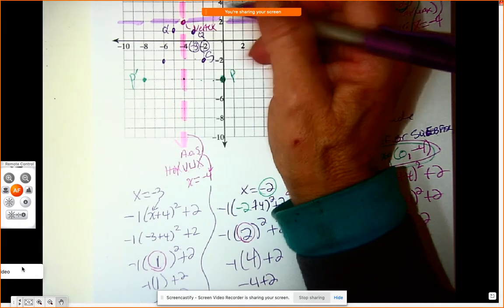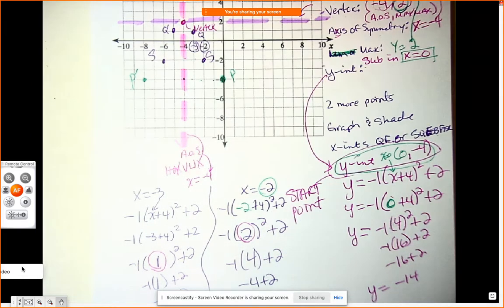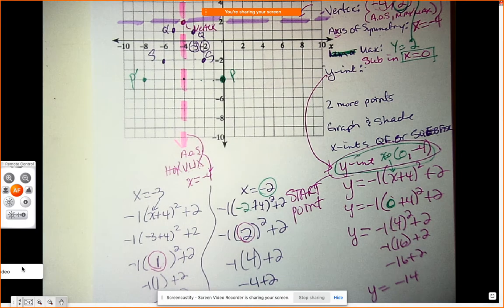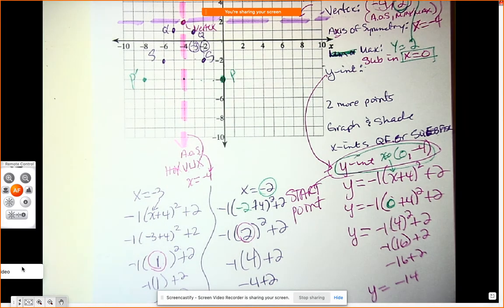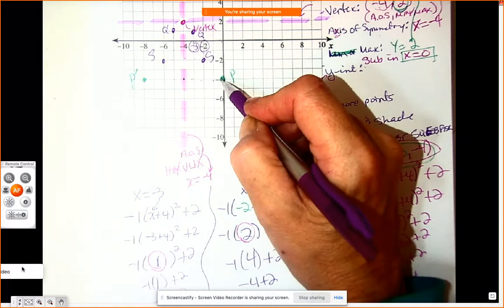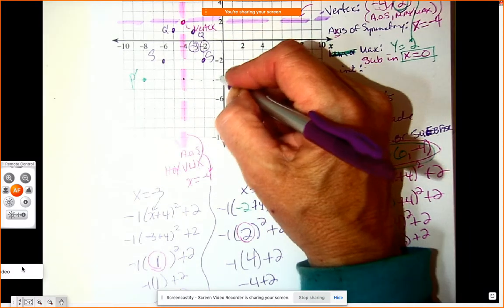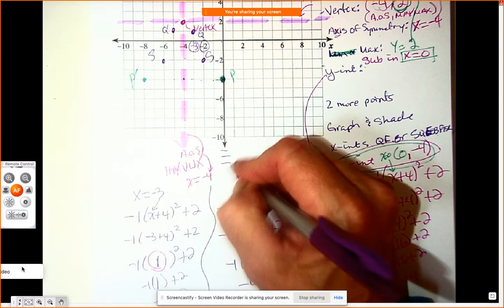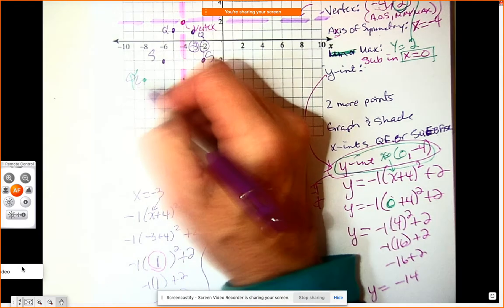What went wrong? Is my y-intercept correct? Did anyone correct me on the y-intercept? 4 squared is 16. Oh, it's 14. Guys, I graphed 4. Sorry. This should be way down here at 14. I did wrong on the y-intercept. This point's not there, and neither is that.